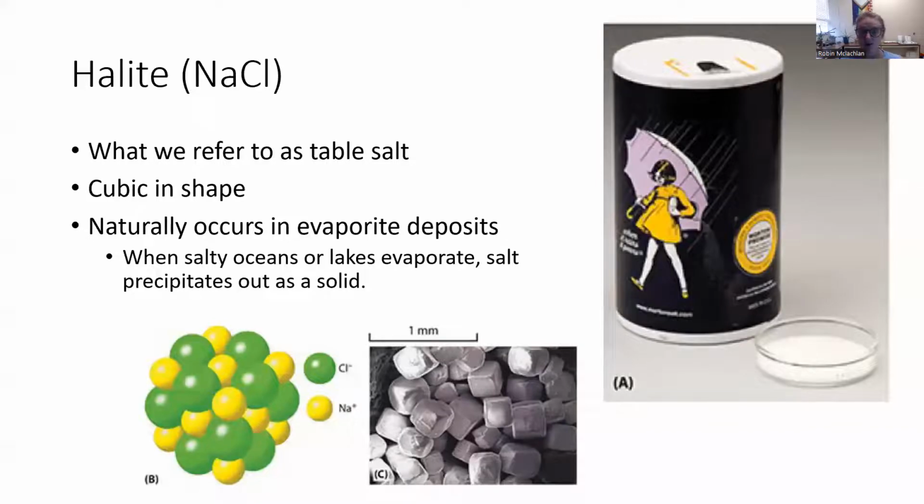So one mineral that you should be super familiar with is halite, which is actually just table salt. So you've already eaten this mineral today, probably. Halite is a mineral that naturally forms as a little cube. If you were to take your table salt, put it underneath a microscope and look at each individual crystal, they would each form as a little cube. That's a natural crystal shape. And it naturally forms when things like salty oceans, salty lakes evaporate, and then that salt precipitates out as a solid, right? So halite, table salt, one mineral you're already familiar with.